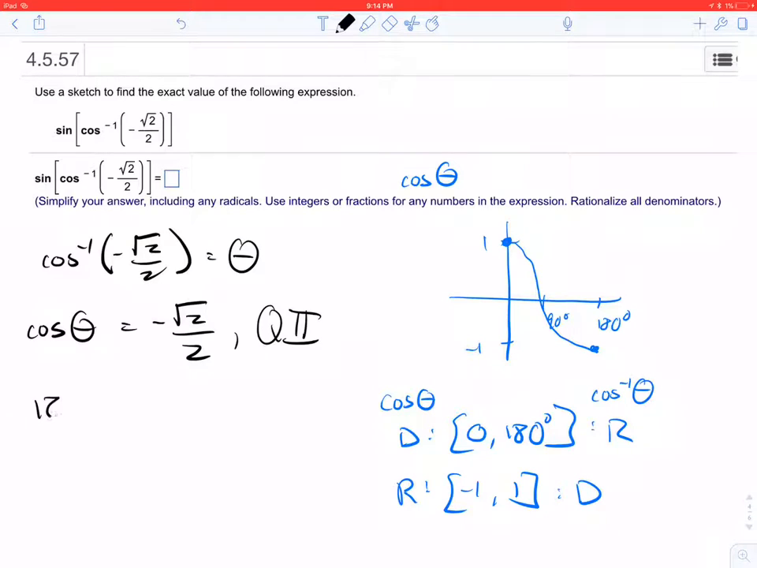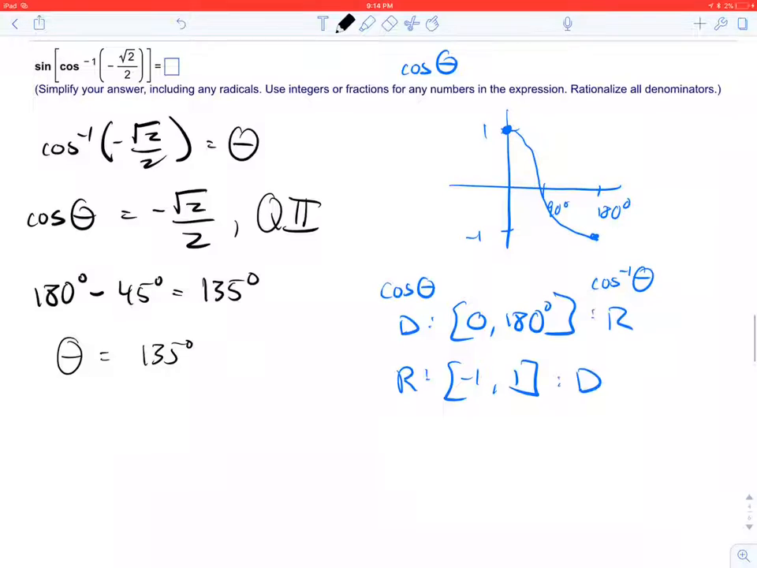So that means we're going to say 180 degrees minus 45 degrees. That gives us the 135 degrees. So theta is 135 degrees. Okay. But then now they're asking us to find sine of theta, right? So then we're just going to do sine of 135 degrees. Really, this is just sine of 45 degrees in quadrant 2.